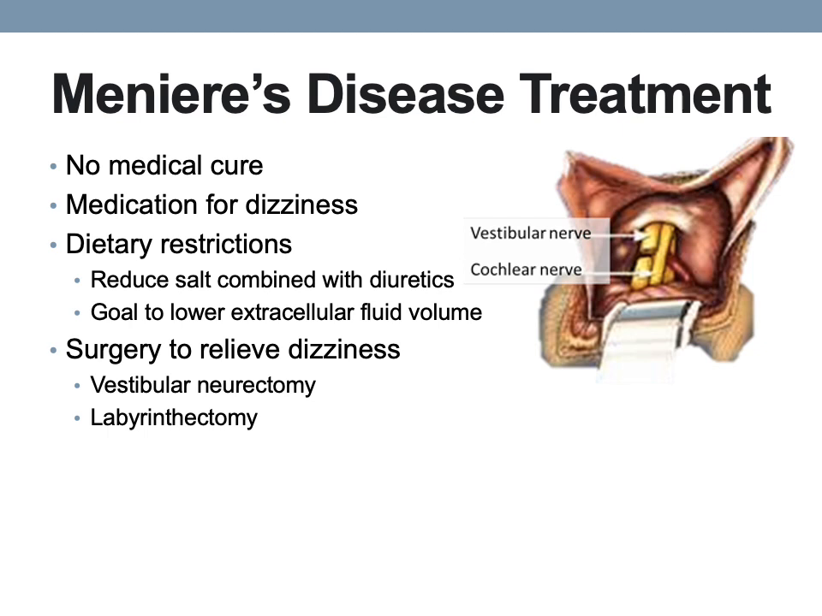And the more radical treatment is surgery to relieve the dizziness, where they actually would cut the vestibulocochlear nerve, which is pretty radical, or they might actually remove the labyrinth, a labyrinthectomy.